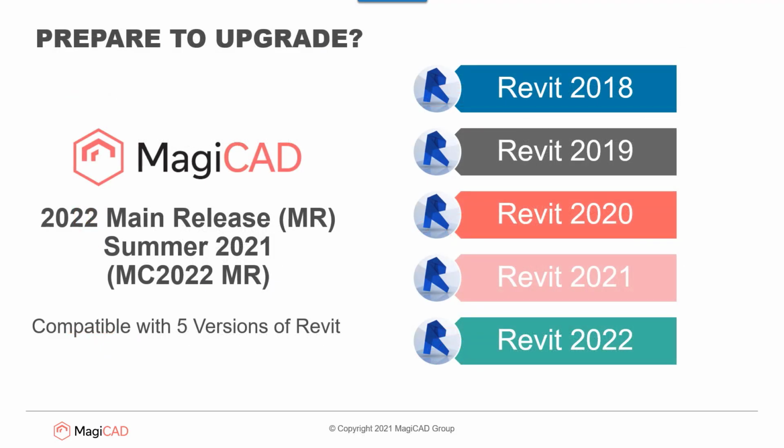With the new release of MagiCAD 2022 main release, we are now backwards compatible with 5 versions of Revit. What this means is whatever version your projects are in, you can always have the latest version of MagiCAD and the latest functions within MagiCAD. So as you can see, we now go from Revit 2018 to Revit 2022. So you can always upgrade and not have any trouble with different versions of Revit.